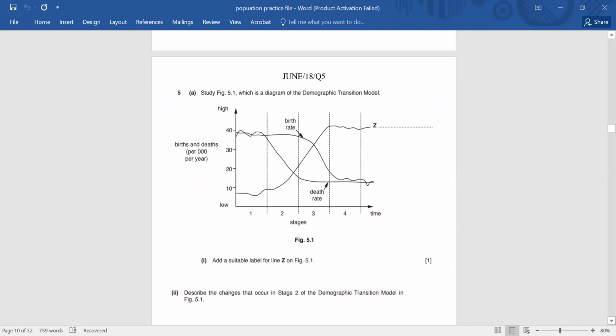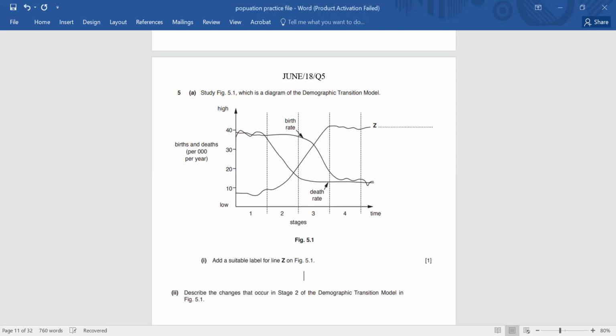We have just studied the demographic transition model, and we would like to do some practice. There is this June 18 question 5. Study figure 5.1, which is a diagram of the demographic transition model. This is a past paper question, and the examiner is asking to add a suitable label for line Z. We know this is birth rate, this is death rate, and this is the rate of natural increase. So we know the label already. What we need to do is just write it down. I hope everybody has understood.